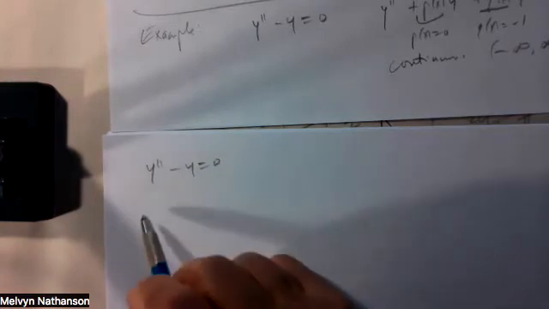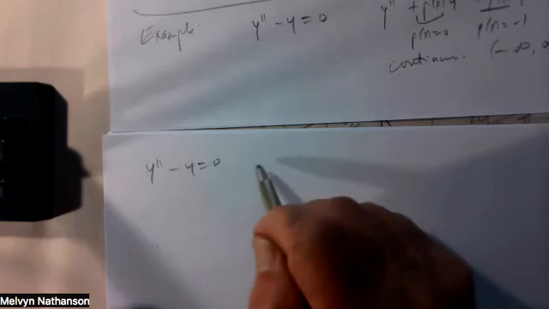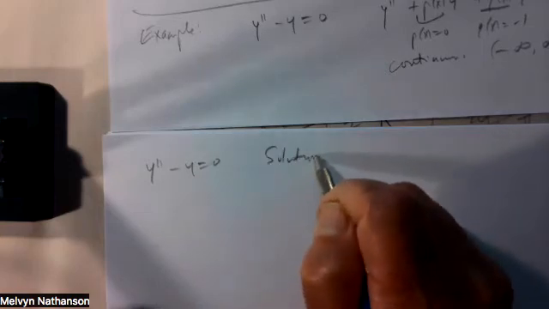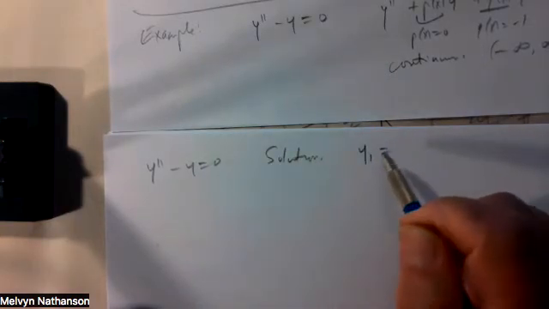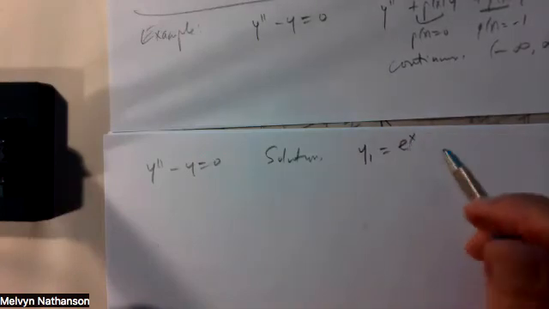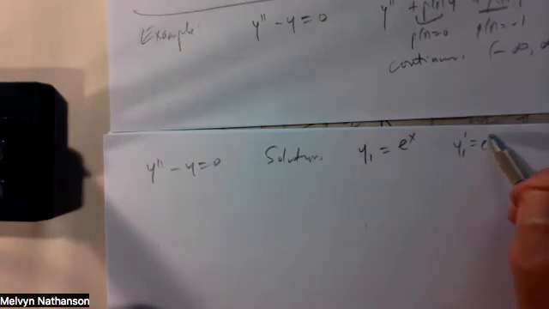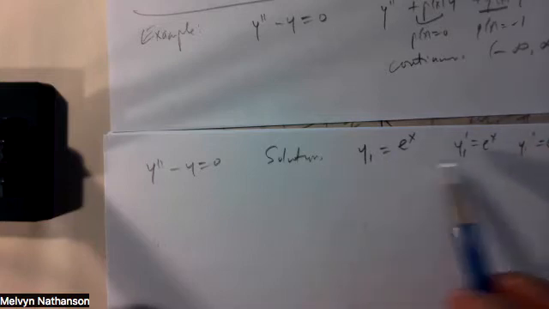What are some examples of solutions of this equation? Again, this is the equation y double prime minus y equals 0. One solution is y1 equal to e to the x. Because if y1 is e to the x, y1 prime is e to the x, y1 double prime is e to the x, and e to the x minus e to the x is 0.